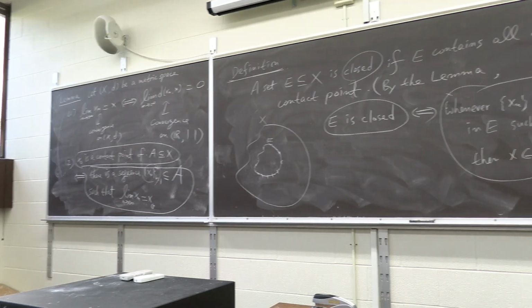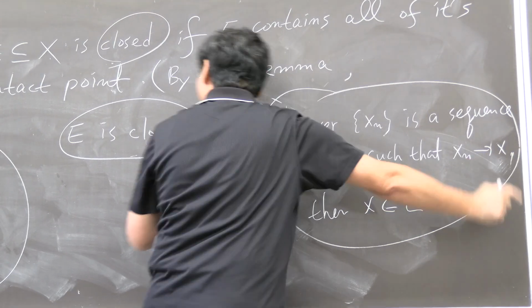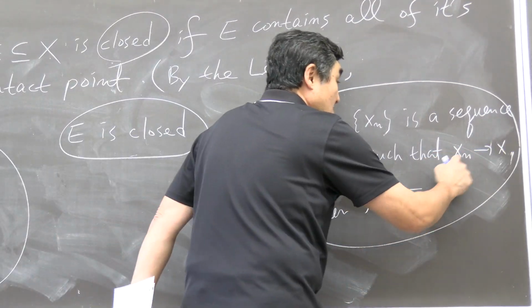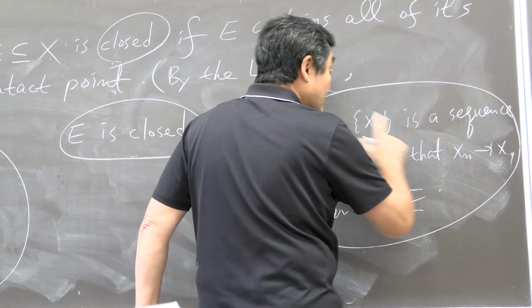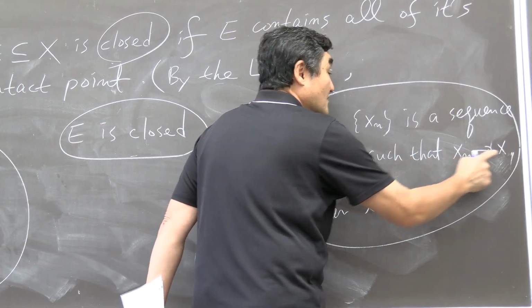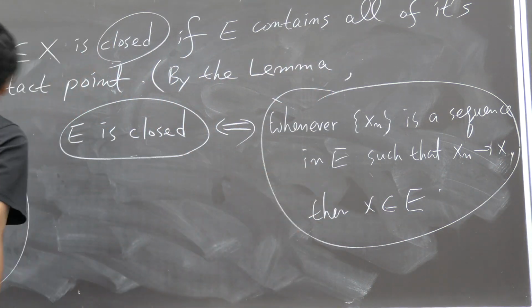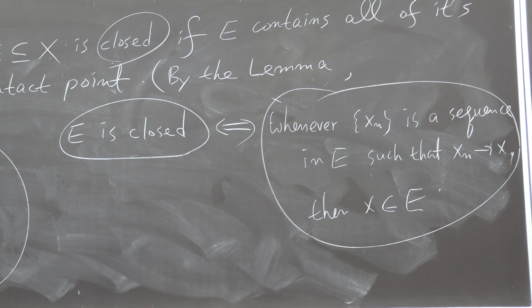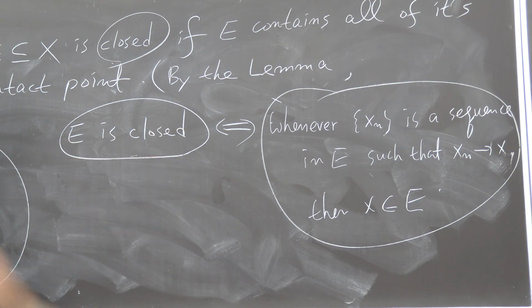Because if you can choose a sequence x_n converging to x, then by the previous lemma, the point x the sequence converges to is already a contact point of E. Then by the closedness here, the contact point of E must also be in the subset E itself. So that's the equivalent sequential version of closedness.